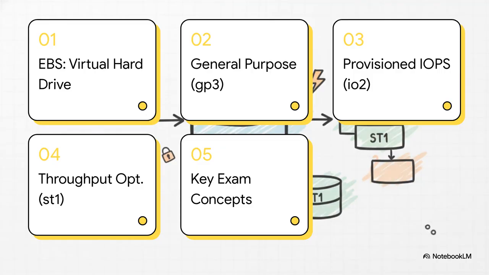So, to get you prepped for the exam, here's our game plan. We've kind of covered point 1 already, EBS as your trusty virtual hard drive. Next, we're going to dive into the real workhorse, the general purpose volumes, focusing on GP3. Then, we'll level up to the high-performance stuff with Provisioned IOPS, specifically IO2. After that, we'll look at the big data movers, the Throughput Optimized volumes. And to finish, we'll hit some of those key concepts that love to show up on the exam.